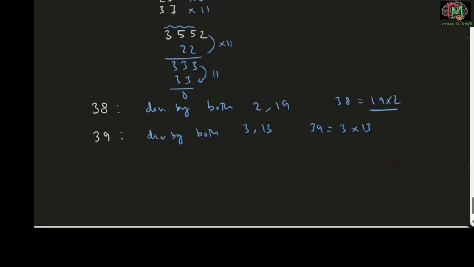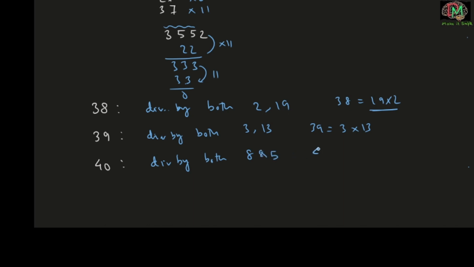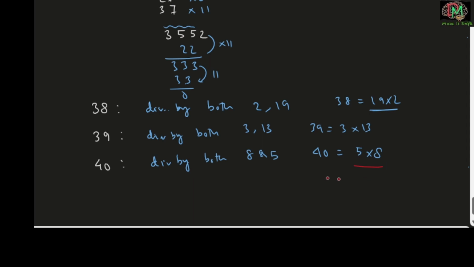For the divisibility rule of 40, we have to check whether the number is divisible by both 8 and 5, because 40 is equal to 5 into 8, and also these two numbers are co-prime numbers. Every time we factorize, we check whether the numbers are co-prime or not.